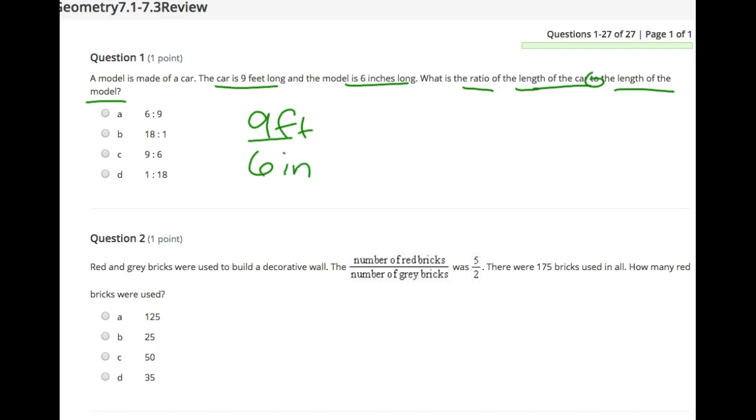Now, if we look at our answer choices, we can see that none of these have any units on them, which means I need to get these two values to have the same unit or label on them. I always recommend you go smaller, so I'm going to turn those feet into inches. I know that 12 inches is the same as 1 foot, so I'm going to multiply this one by 12 inches to get it simplified, and then I get 108 inches to 6 inches.